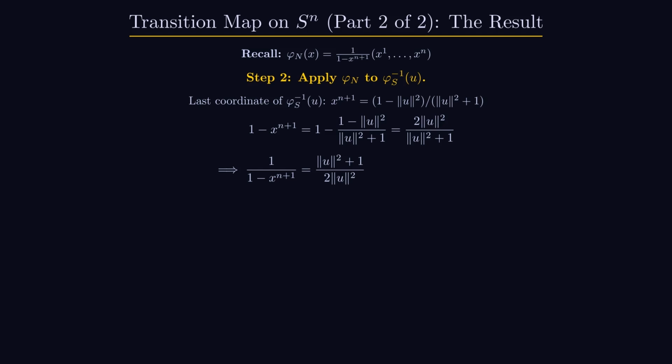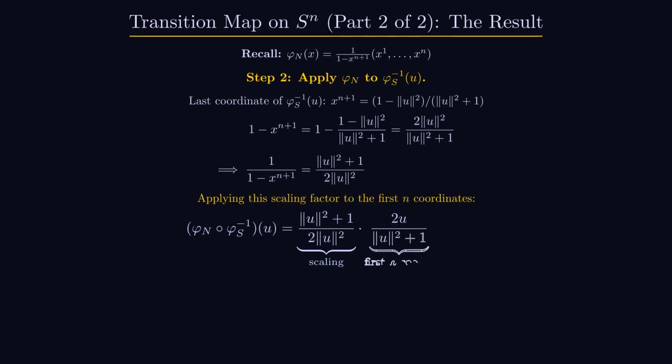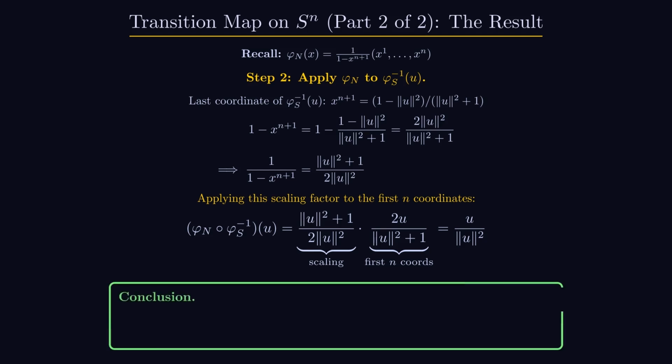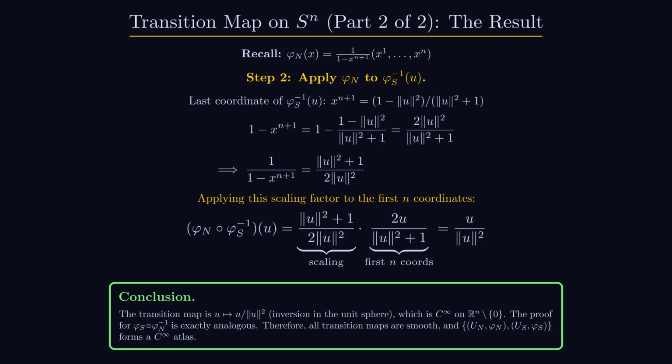Inverting this gives us the scaling factor, norm u squared plus 1 all over 2 norm u squared. Applying the scaling factor to the first n coordinates, we get phi n composed with phi s inverse of u. The scalar terms and the 2's beautifully cancel out, simplifying strictly to u over norm u squared. In conclusion, the transition map is an inversion in the unit sphere, which is C infinity. The proof for the reverse transition map is exactly analogous. Therefore, we have shown that all transition maps on Sn are smooth, forming a valid C infinity atlas.